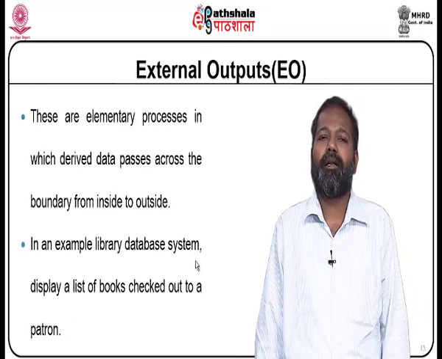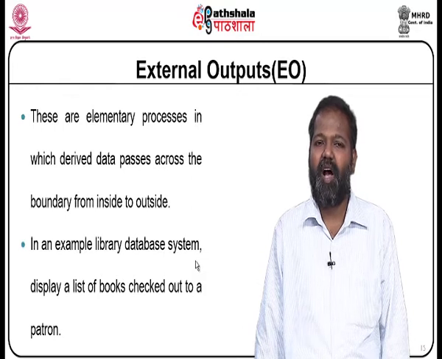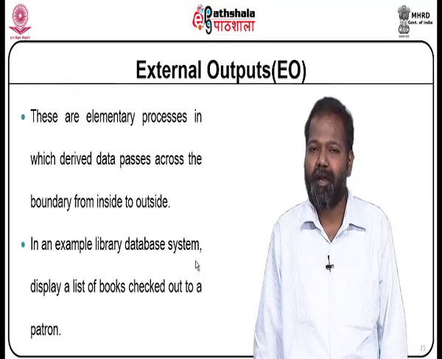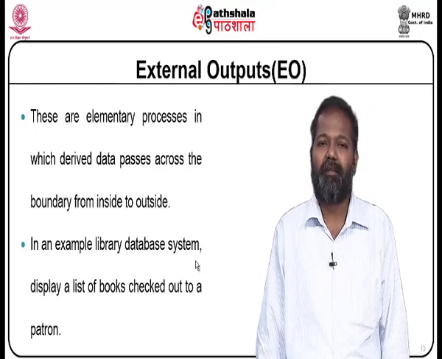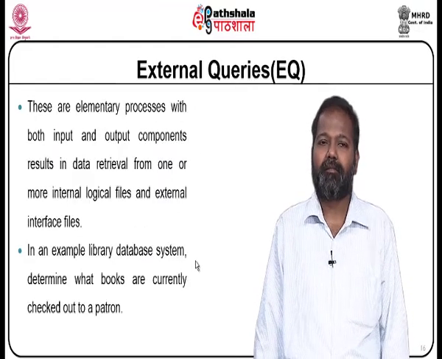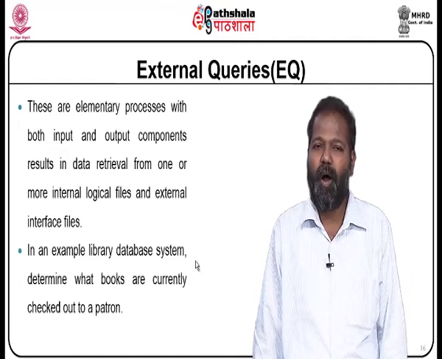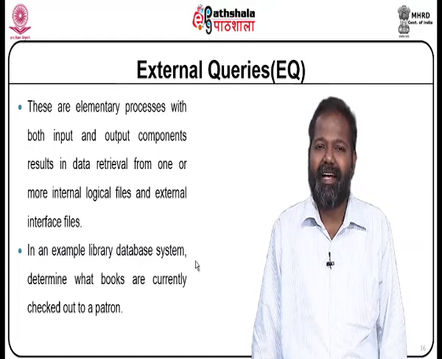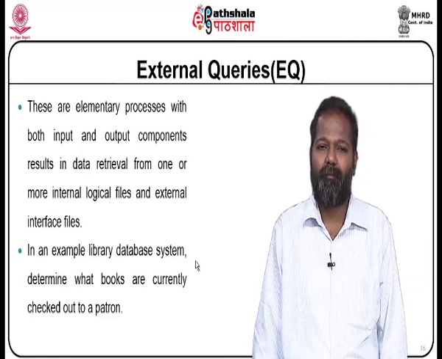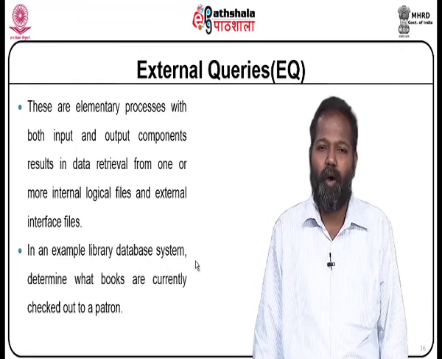External output: these are elementary processes in which derived data passes across the boundary from inside to outside. In an example library database system, display a list of books checked out to a member. External queries: these are elementary processes with both input and output component and result in data retrieval from one or more internal logic files and external interface files. In an example library database system, determine what books are currently checked out to a member.